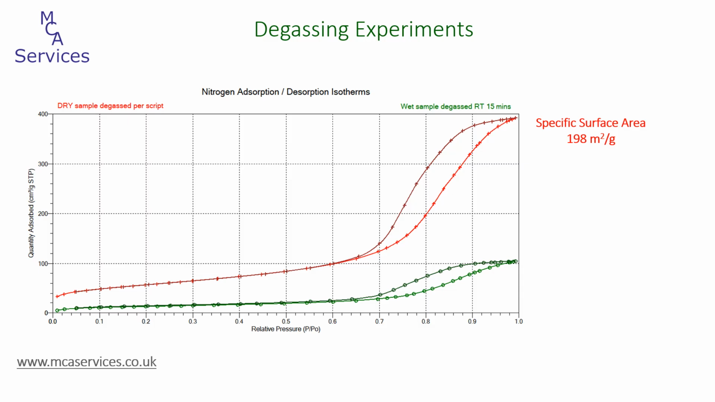For the fully degassed sample, we obtained 198 square meters per gram, whereas we obtained just 46 square meters per gram for the moisture-laden sample. We can also see that the pore volumes are totally different as well. 0.61 cubic centimeters per gram for the fully degassed sample, and just 0.16 for the minimally degassed sample.